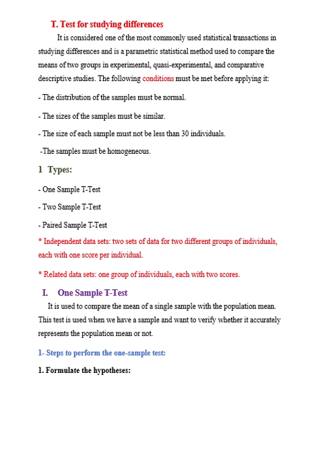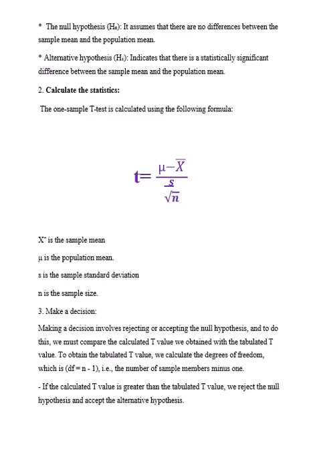1. Formulate the hypotheses. The null hypothesis, H0, assumes that there are no differences between the sample mean and the population mean. Alternative hypothesis, H1, indicates that there is a statistically significant difference between the sample mean and the population mean.